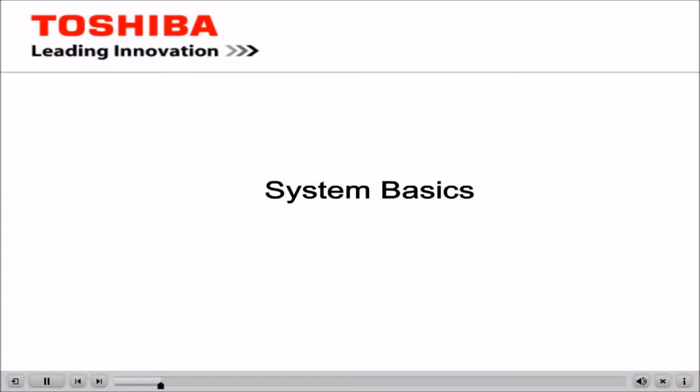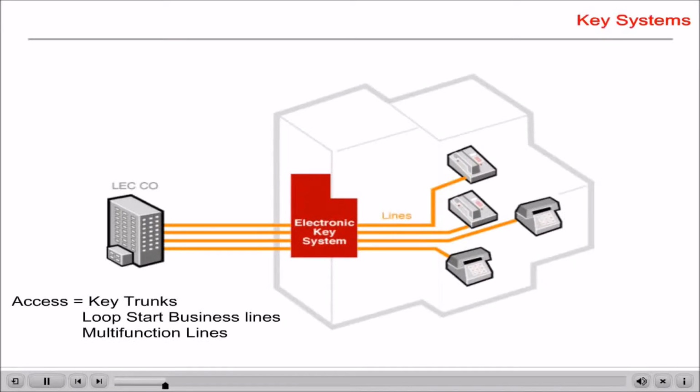This section covers types of communication systems and their basic benefits. Key systems were typically used for small and medium-sized offices. These types of business phone systems use a central control unit called the Key System Unit, or KSU. It provides the features that are not available with ordinary telephones. Key systems were designed to reduce costs by reducing the number of lines previously required for comparable service by allowing employees to share access to the PSTN.